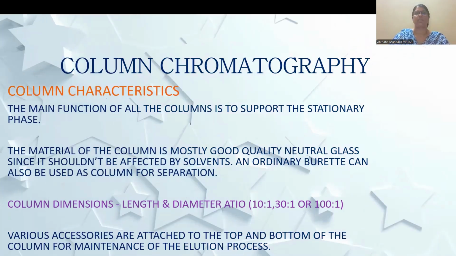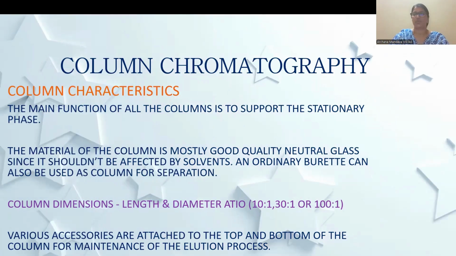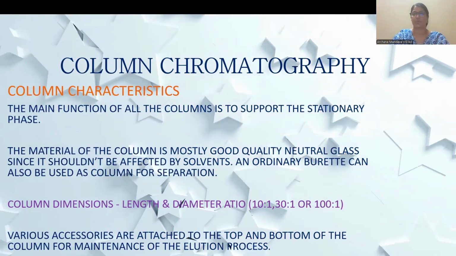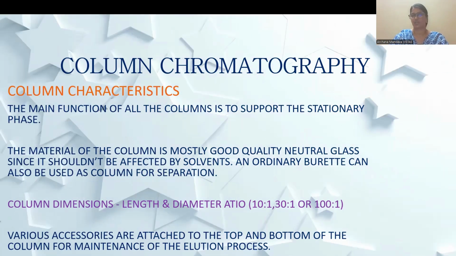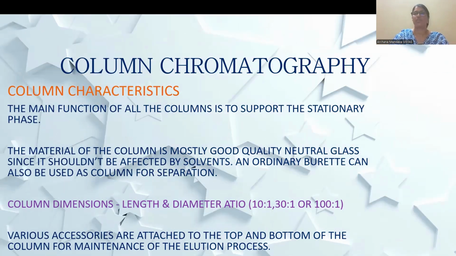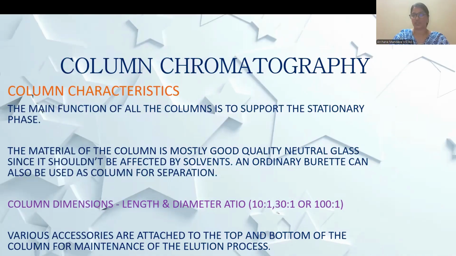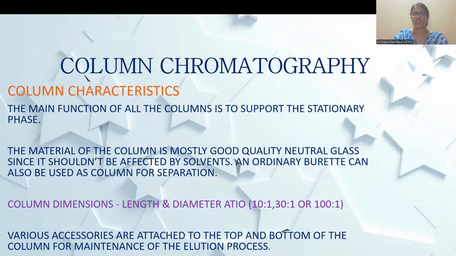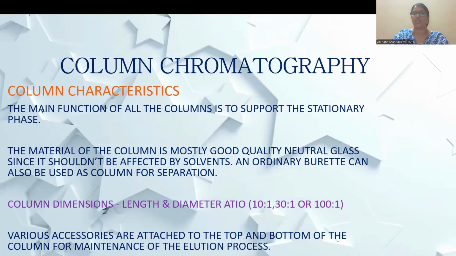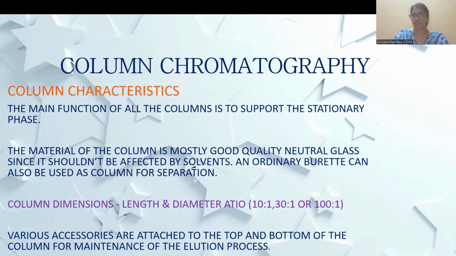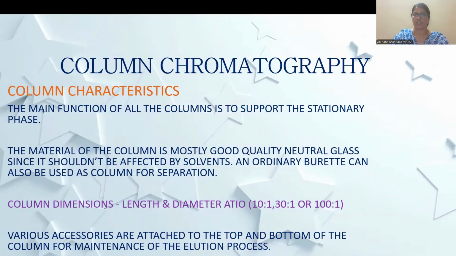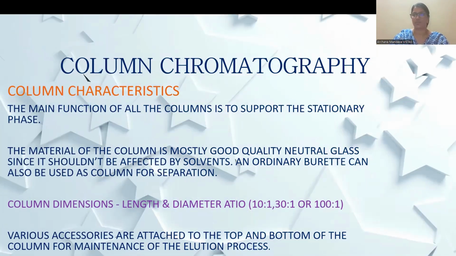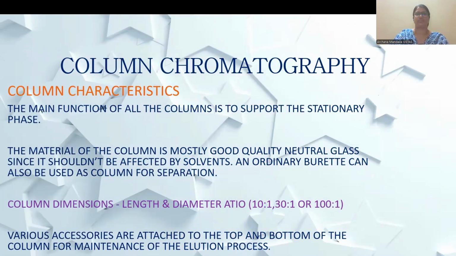Column characteristics: the column should be made of a material that will not react with any component of the adsorbent or the solvent, and it should withstand the separation time. Column dimensions and diameter are very important, for example 10:1, 30:1 or 100:1. Various accessories are attached at the bottom, which should be supportive of the elution process.